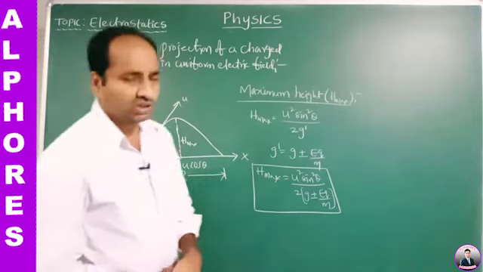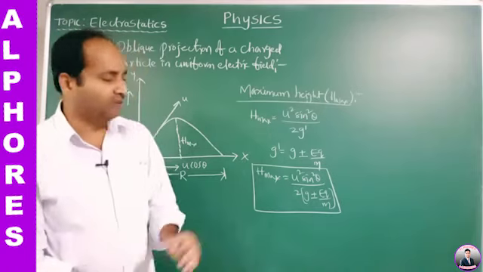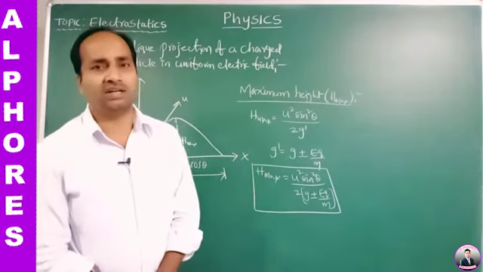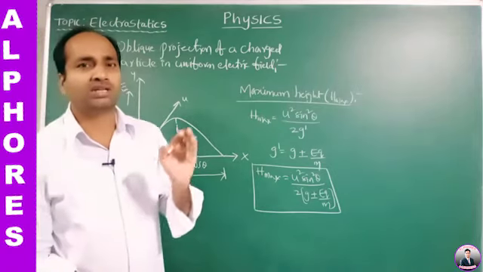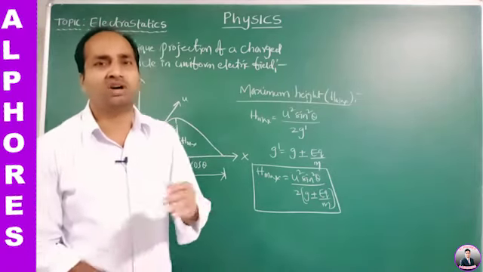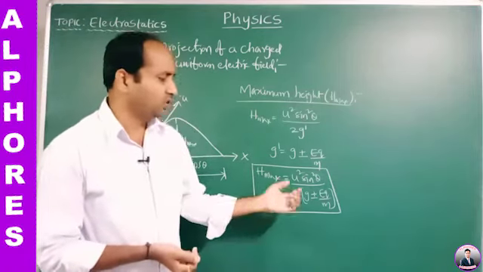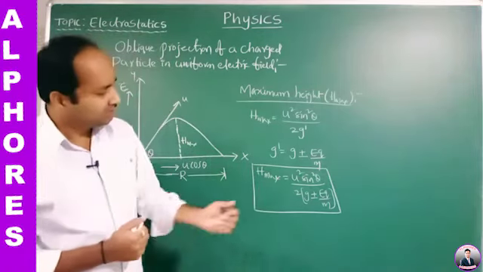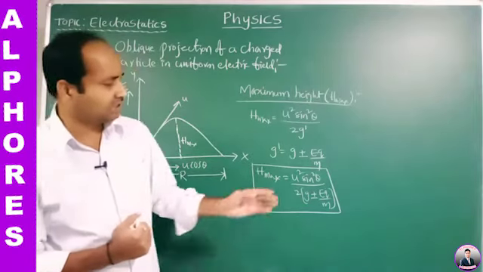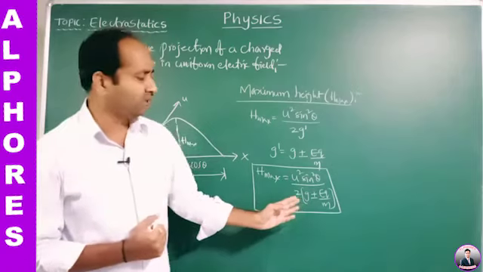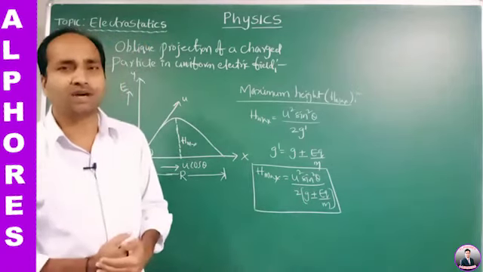So you should remember: first we should know whether the charge projected is positive or negative, and if we know the direction of the electric field, we know the direction of the electric force. The gravitational force is always downwards. If both are in the same direction, you should take positive. If they are opposite in direction, you should take negative. This is the expression for maximum height.